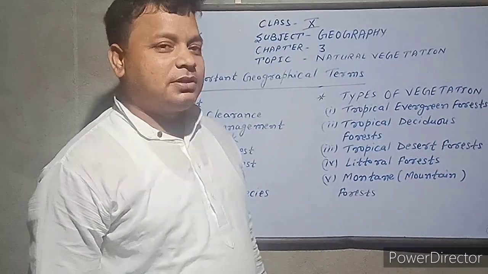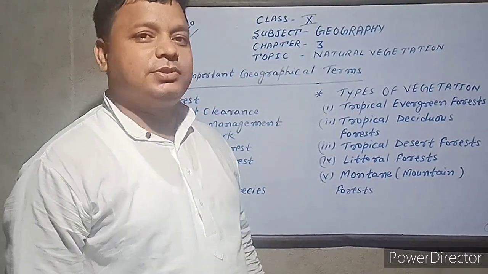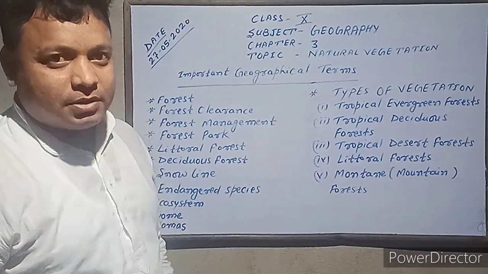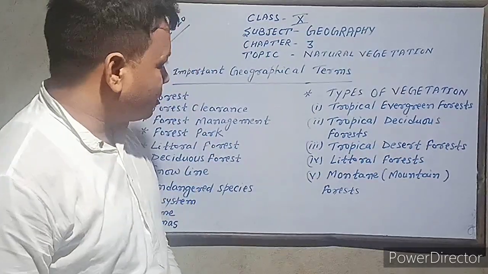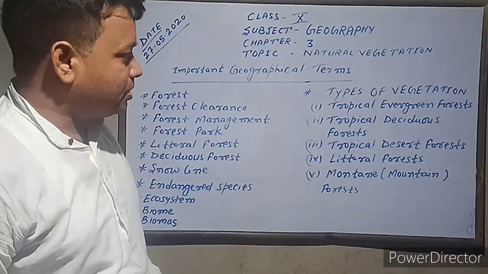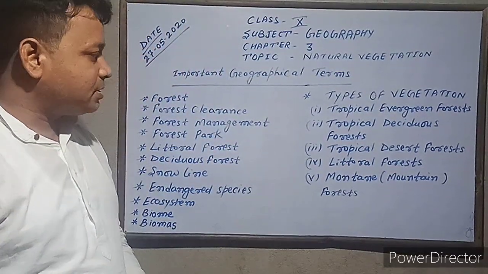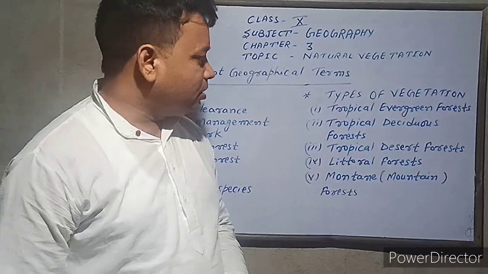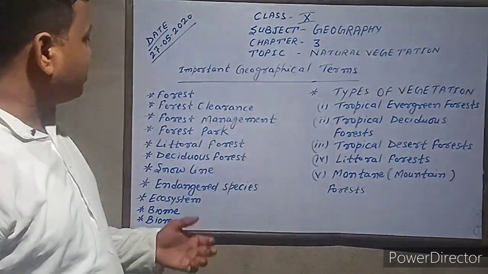Today I will teach standard 10 geography, chapter 3, and the topic name is natural vegetation. In this topic I will deal with important geographical terms, and after that I will tell you about types of vegetation, like tropical evergreen forest, tropical deciduous forest, tropical desert forest, littoral forest and mountain forest. In the first session I am going to discuss forest.